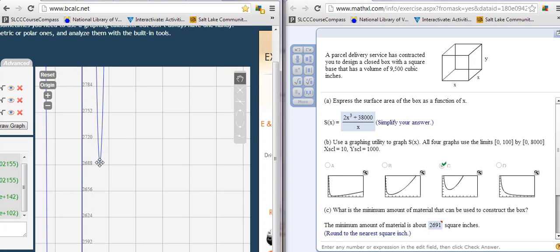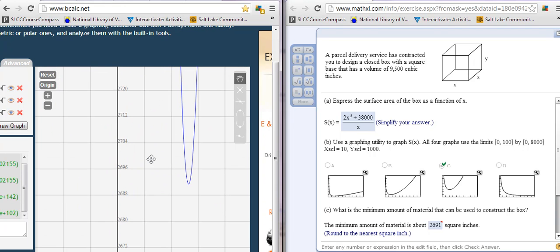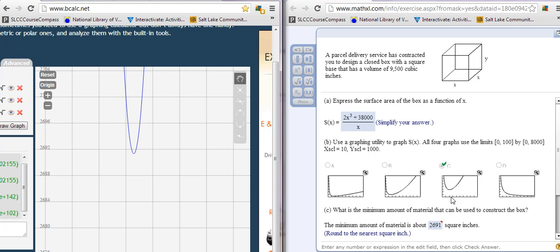Otherwise, I may not have known where to look. So it was nice to know what their scale was. So always look at these scales here, their limits, to see where you should be looking on your graph. Because once you find it, then you could start zooming in around there if you want. Because that's the minimum they're talking about. Now we still don't have the same limits as them, but now we can use this minimum function.